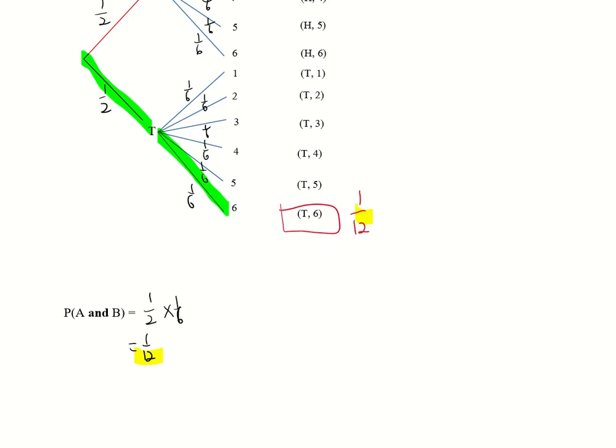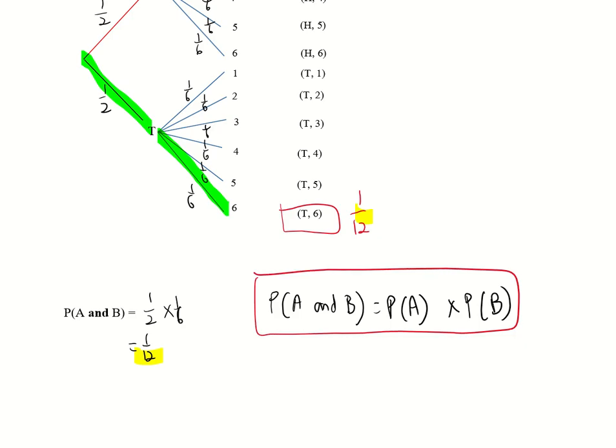So to summarize, whenever you have probability of event A and event B, we will do probability of event A multiplied by probability of event B, and this is very important. You must take note of this.